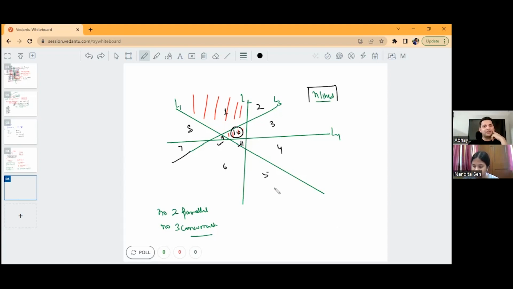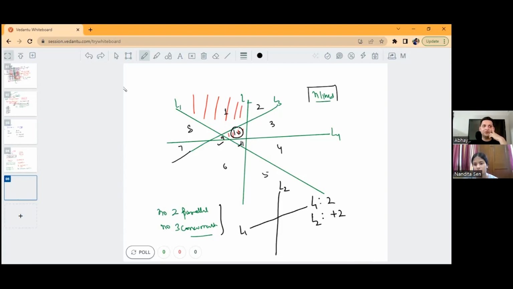Can you start from the start? Keep on drawing a line and then maybe find the number of regions. So for example, if there is line L1, how many regions are there? 2 regions would be there. So with L1, there are 2 regions. If you add another line, L2, 4 regions. Basically, 2 more regions have been added.